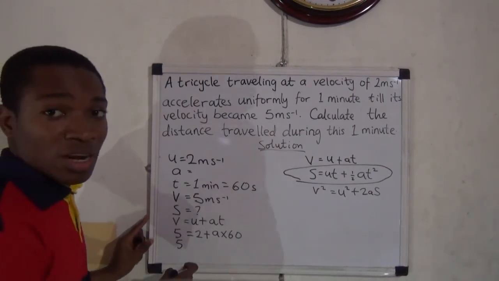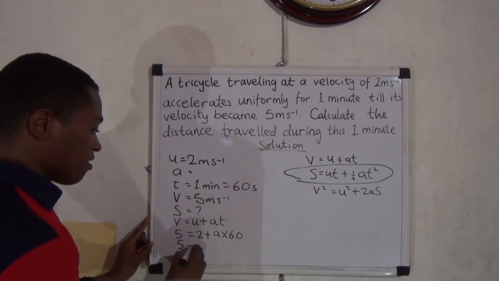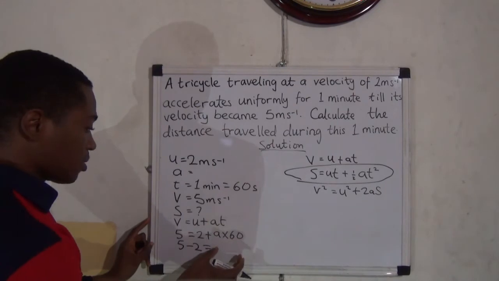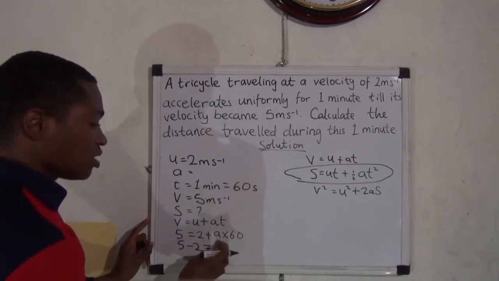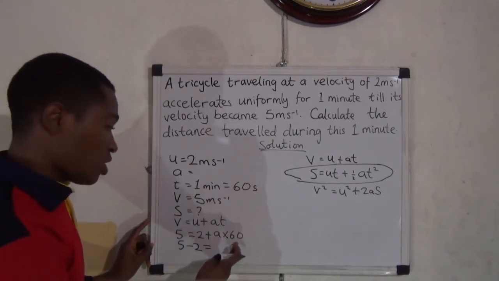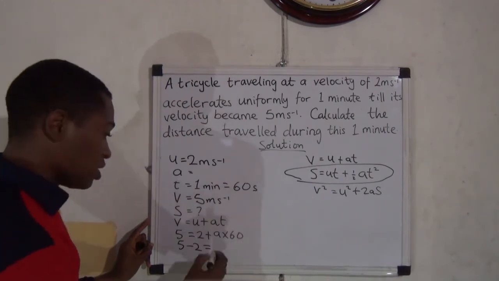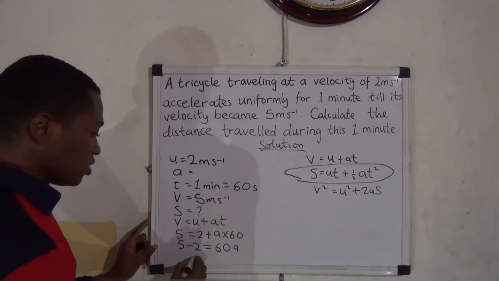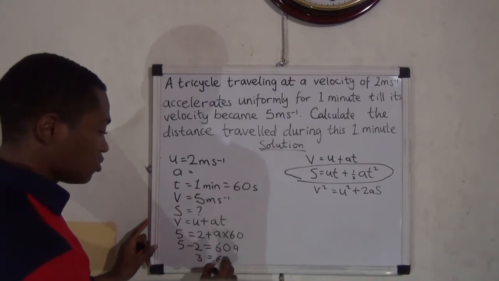Take 2 to the left hand side. It becomes 5 minus 2 is equal to... 2 has left, so it's no more there. So here we'll be left with a multiplied by 60, and that's equal to 60a. 5 minus 2 is 3. 3 is equal to 60a.